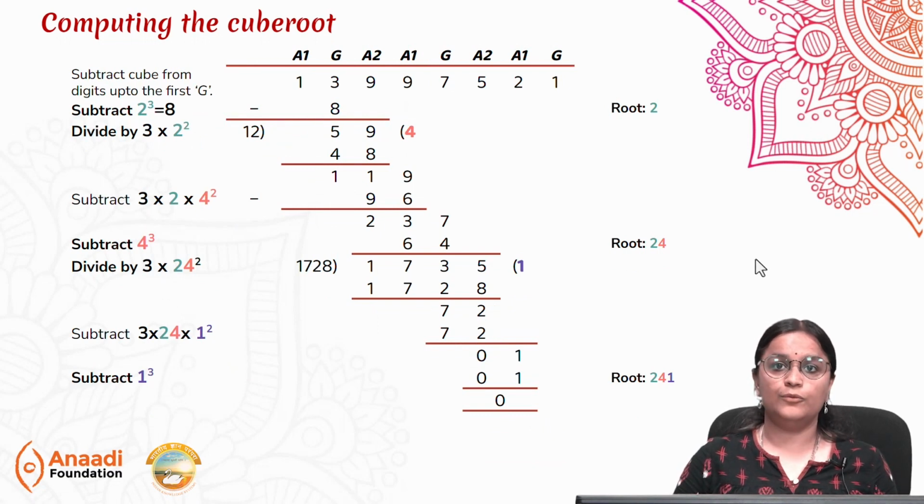Let us take another example. Now, let us say we want to find the cube root of 13997521. We first of all start by marking the ghana and aghanasthanas.